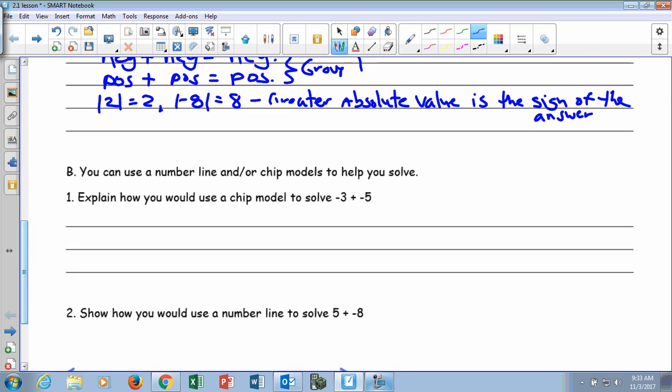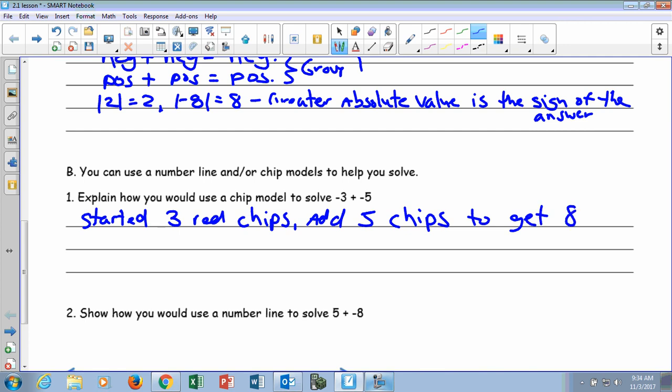So, did everyone pretty much do this? You basically started with 3 black chips, or I'm sorry, 3 red chips, right? You added 5 red chips, right, to get 8 red chips. Is that pretty much what everybody did? So if you were to write that as a sentence, basically, negative 3 plus negative 5 equals negative 8, right?